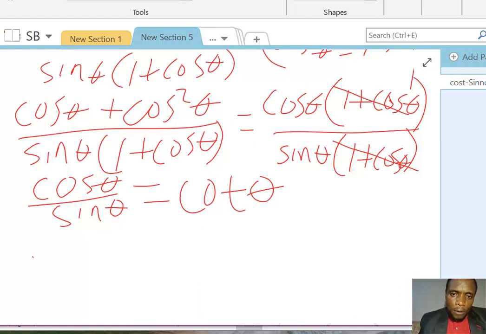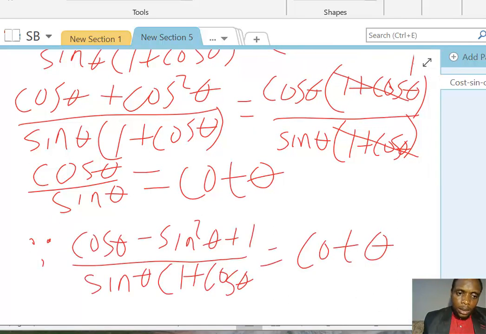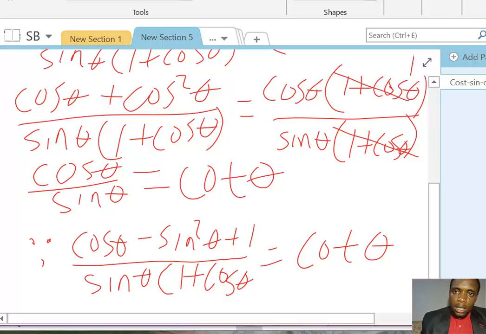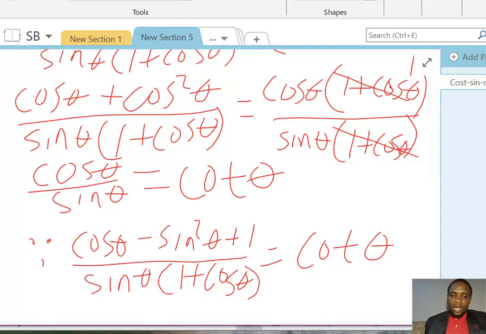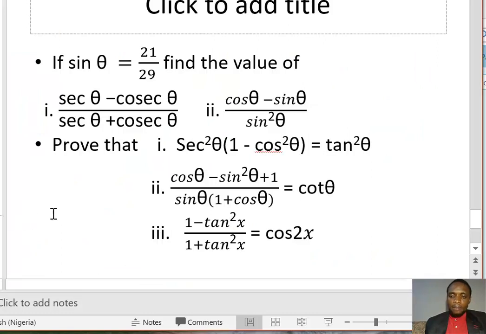So therefore, we can now say cos theta minus sin square theta plus 1 all over sin theta into bracket 1 plus cos theta equals cot theta. I think we're good to go here.